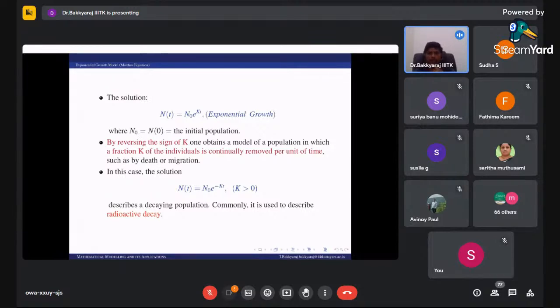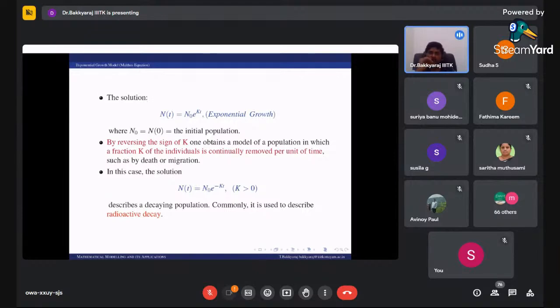As I said, if you reverse the sign of k, then continuously the fraction k of individuals will be removed from the population per unit time, such as death or immigration to another environment. So these are the two solutions. This is a growth model. This is the radioactive decay model. So the same model can be applicable for radioactive decay also. Okay, so this is the solution.